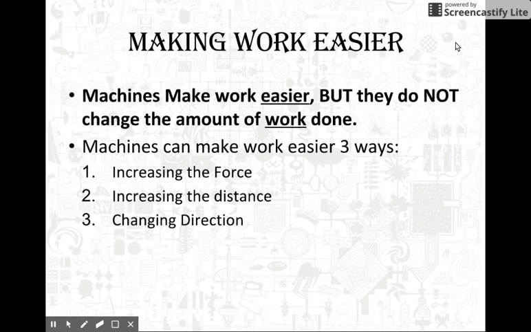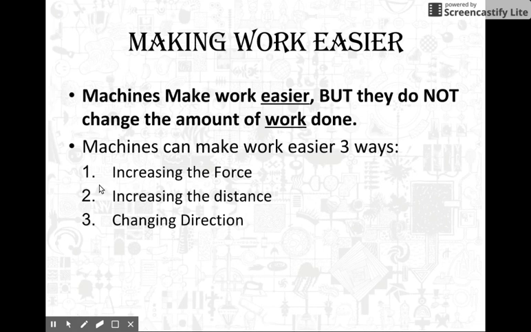Even though they make the work easier, we still have to do the same amount of work. So if it requires 10 joules of work in order to move a box up into a truck, we still have to do that 10 joules of work, no matter if we're using a ramp or if we're simply lifting it upwards. We still do the same amount of work, but it makes the work easier.